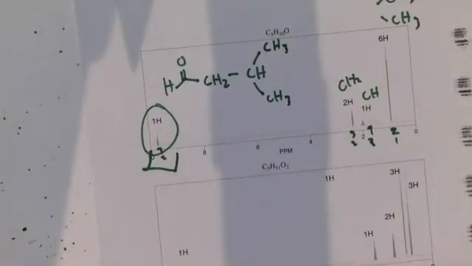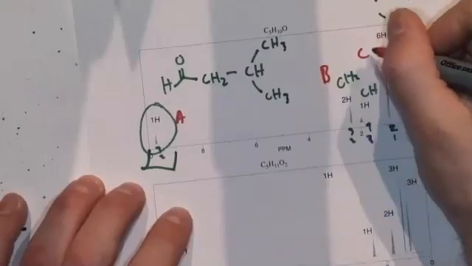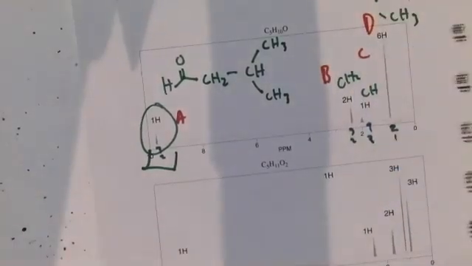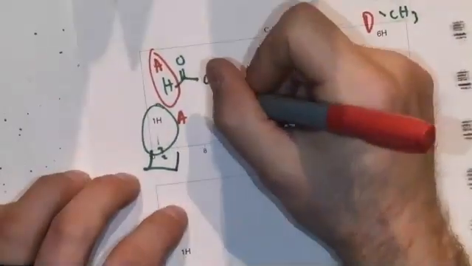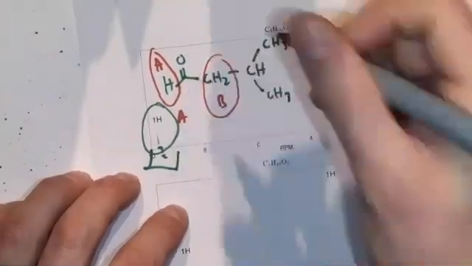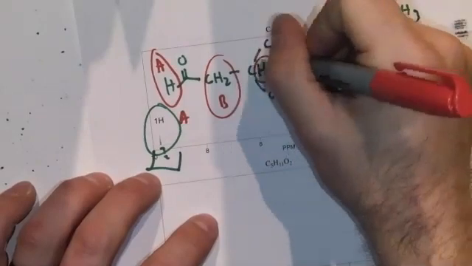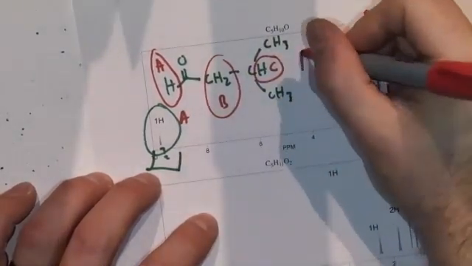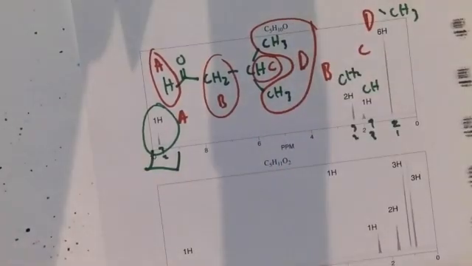We could go through and label this one. So A, B, C, D. A is going to be our aldehyde. B is going to be our only CH2. C is going to be our only CH. And then D would be these 2 CH3s here.